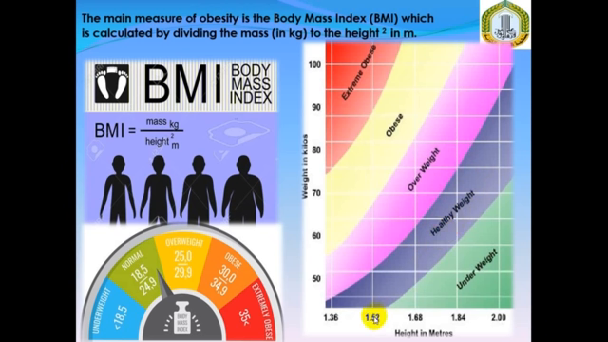If the individual's height is 1.52 and his mass is 75, let us find out. Match the 1.52 to 75 here. The intersection between 75 kilos and 1.52 meters will be within the range of obesity.